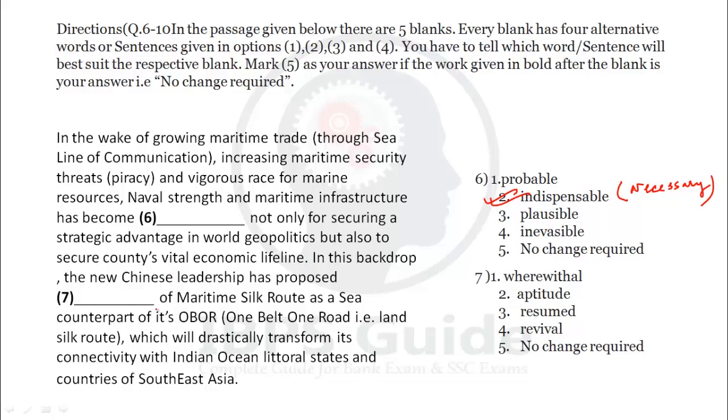In this backdrop, the new Chinese leadership has proposed. Options: wherewithal, aptitude, resumed, revival. Proposed revival of maritime silk route as a sea counterpart of its OBOR, that is one belt one road, that is land silk route. So revival.